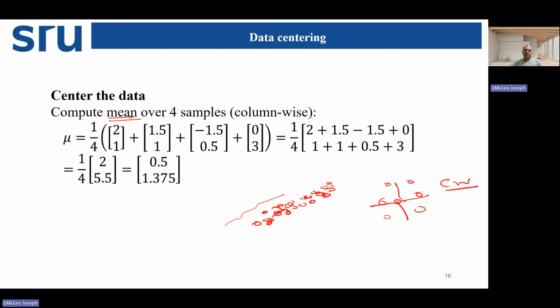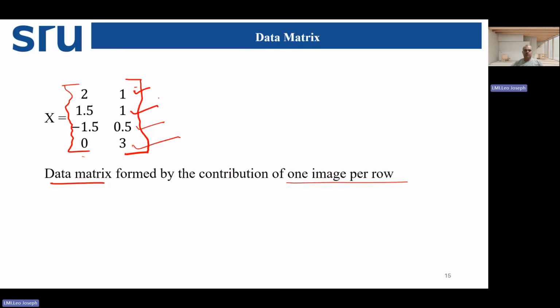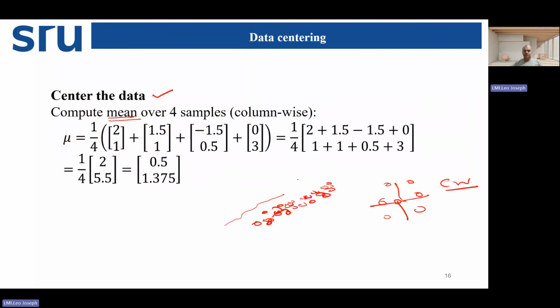So first we have to center the data. How to center the data: mu is equal to 1 divided by 4 into all the data. 2, 1, 1.5, 1, minus 1.5, 0.5, 0, 3. Here we are taking all the things. So 1 by 4 into what we are doing, we are adding all the things. So you will get 2 here, and here also you will get 5.5. If you divide by 4, I will get 0.5, 1.375. This is the centering of the data.